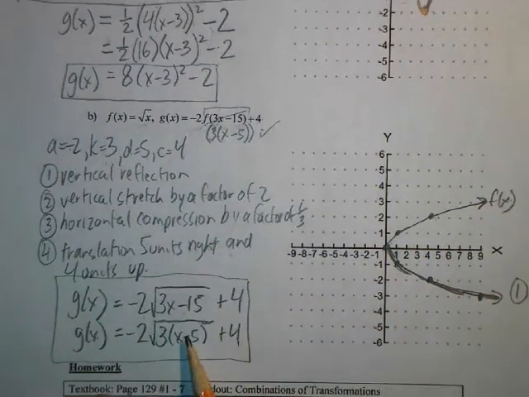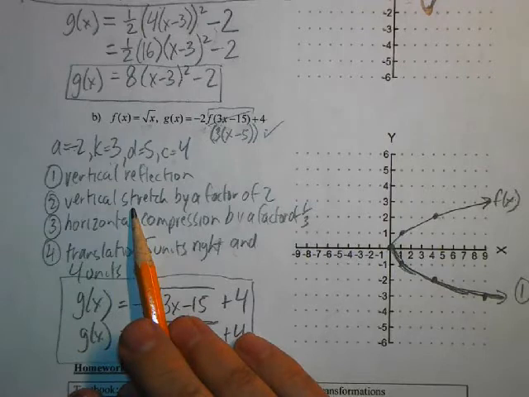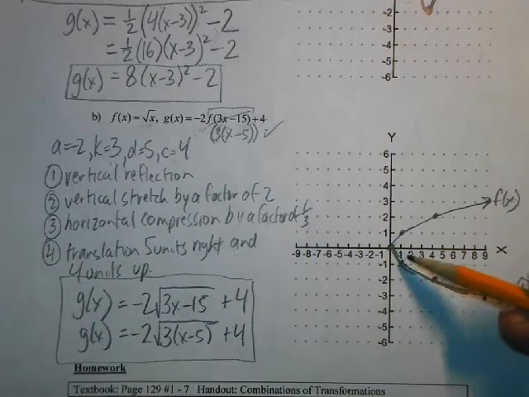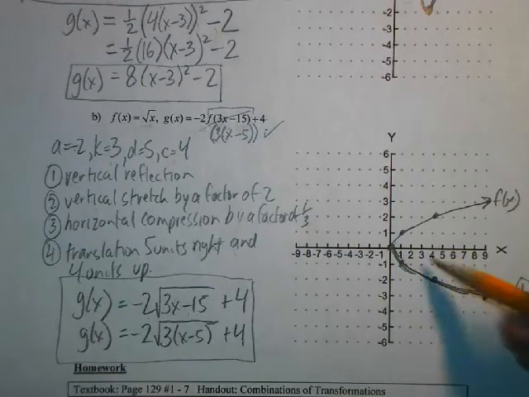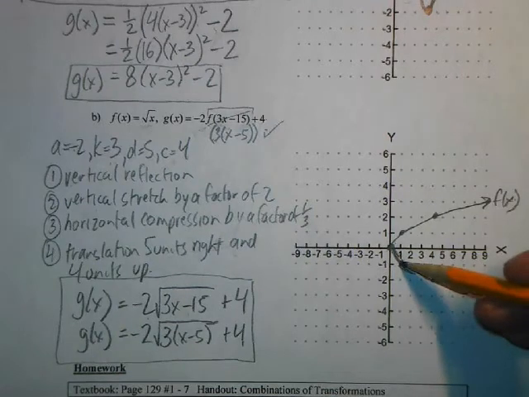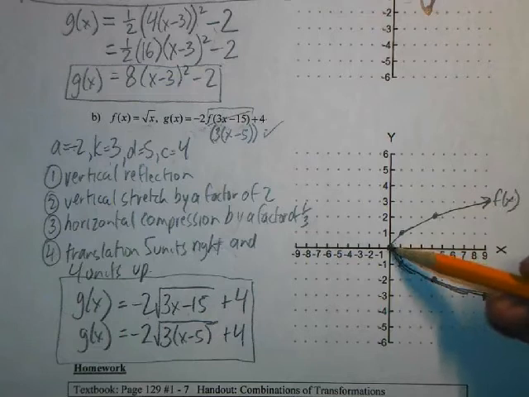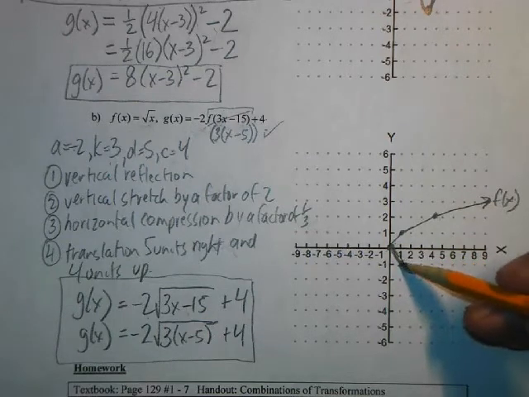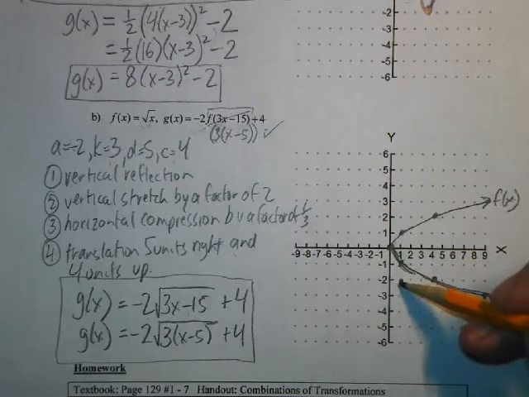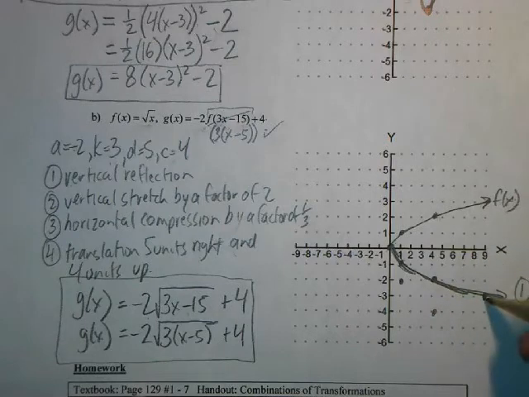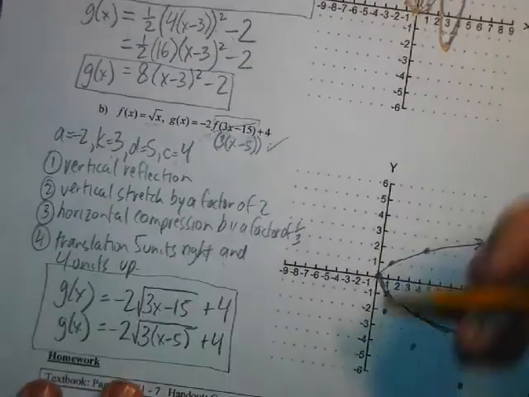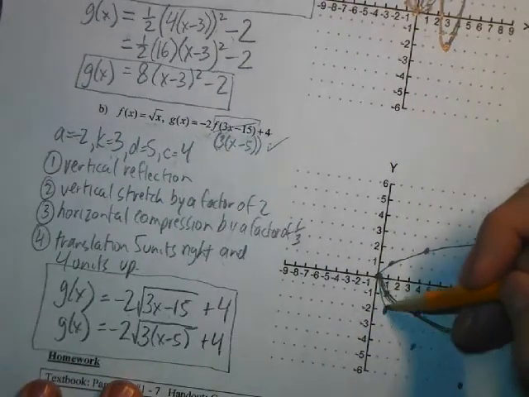We were reflecting it. Okay, then we apply a vertical stretch by a factor of 2. So what that says is we take our most recent points after the last transformation, and we multiply all the y values by 2. So again, 0, 0 doesn't change, but this goes from -1 to -2. This one goes from -2 to -4, and this one goes from -3 to -6. Okay, so you can see what's happened as we do our vertical stretch.